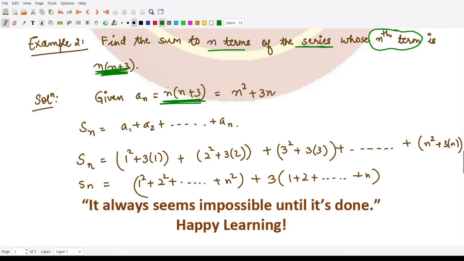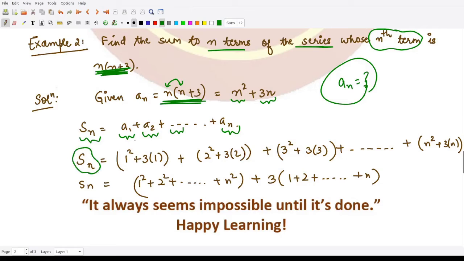So when you multiply the terms together, it would be equal to n square plus 3n. Now here we do not have to calculate an because it is already given to us in the question. So what we do here is we have to calculate Sn. For that we have to add the first term, second term, third term and so on up to the nth term, right? So this Sn is nothing but the value of a1, because an is given to be n square plus 3n. So when you substitute n equal to 1 here, you have a1 which is 1 square plus 3 into 1.